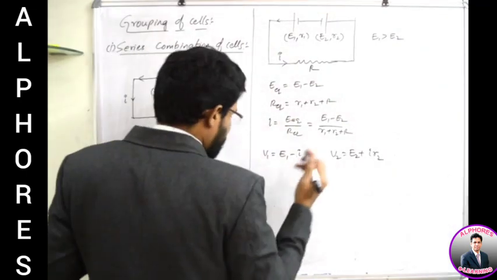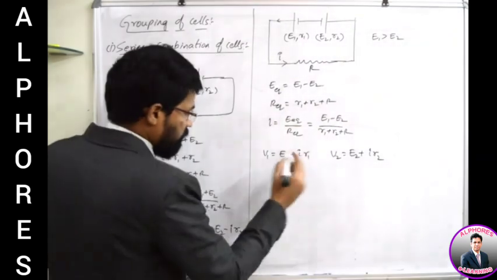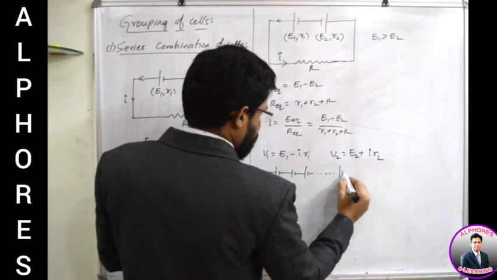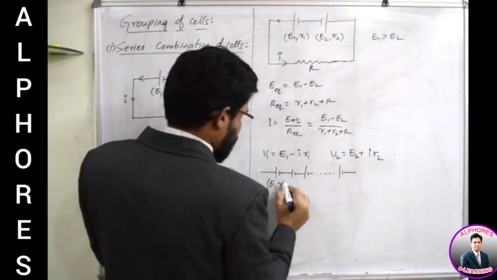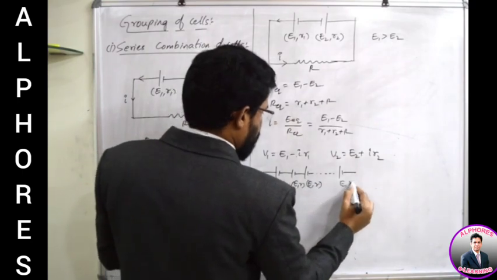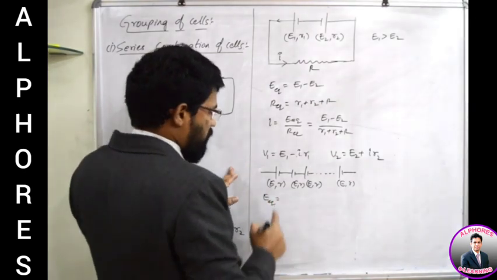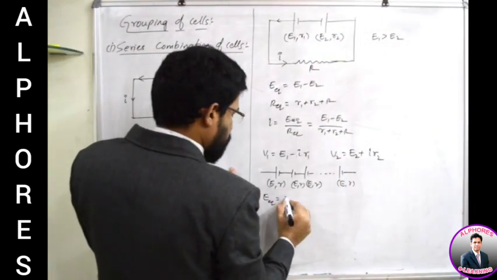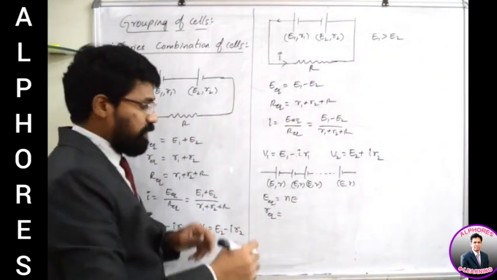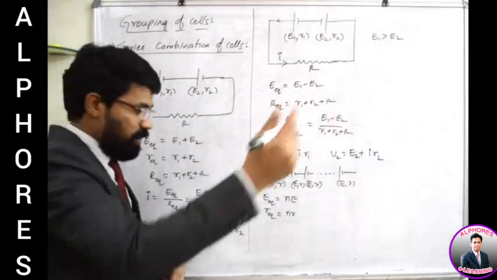What if cells are identical? Identical cells in the sense all the cells have the same internal resistance, same EMF, and they are connected in series like this. Like that, n number of cells are connected. All are identical, E comma R, E comma R, and so on. In this case, what is the equivalent EMF? E plus E plus E and so on, n E's. So you will have nE, and the effective internal resistance R equivalent. N cells are there, so nR, R plus R plus R, like that.